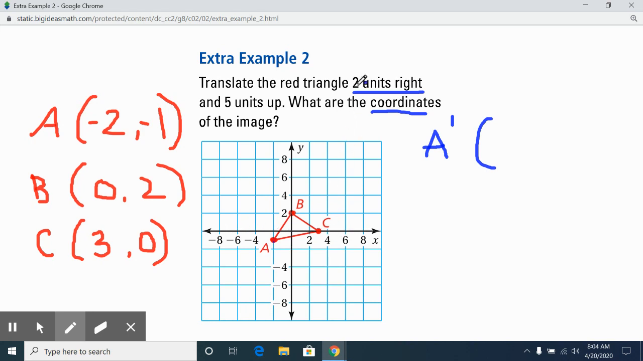So if I want to move 2 units right, I can find my new A X value by adding 2 to this original X value. So -2 plus 2 would give me 0. Okay, so my A prime's new X value is going to be 0 because I'm moving 2 units right from -2. Okay, let's do that same thing with B.